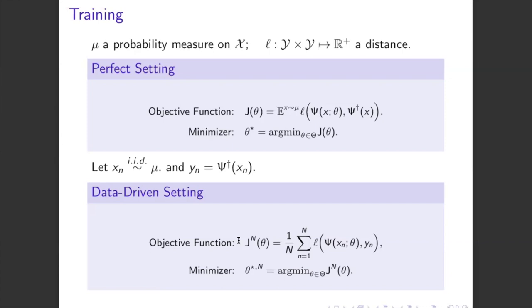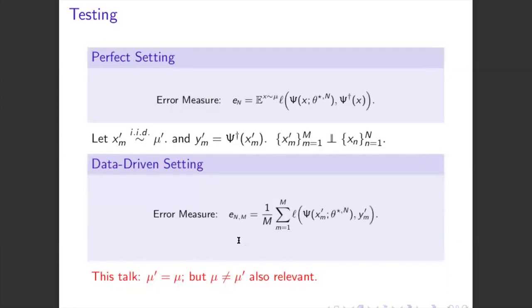So this is called training, and I'm going to use that terminology as we go on. Testing refers to having computed a parameter estimate theta star, evaluating how good it is. Here one introduces an error measure, E sub capital N, N being the number of data points, and evaluates the distance between psi at the trained value of the parameter theta, that's theta star N, from the true map psi dagger. But again, we don't have psi dagger. So in testing, we again approximate the error measure by something empirical using uppercase M points. And that gives rise to an error measure ENM.